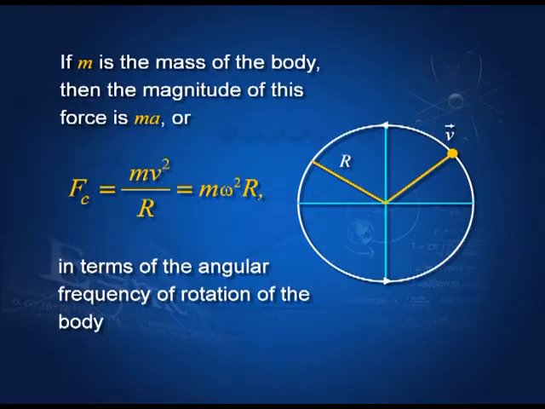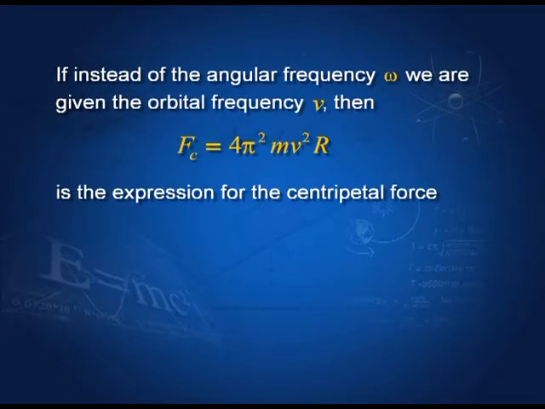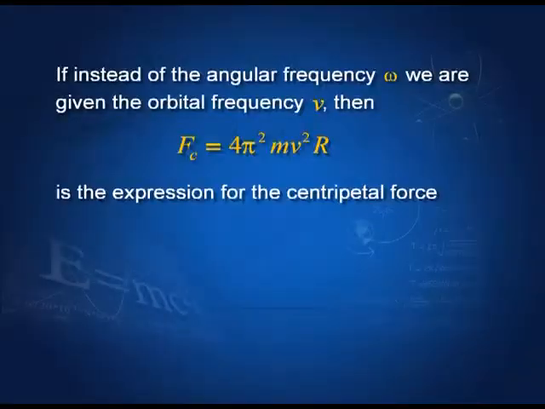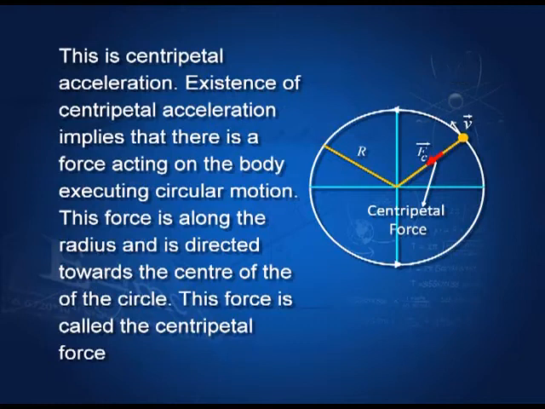And if m is the mass of the object, then the centripetal force is m v squared by r. M into v squared by r, you remember, is the centripetal acceleration, and in terms of angular frequency it is m omega squared r, and in terms of the frequency it is equal to 4 pi squared m nu squared times r, where nu is the frequency of the circular orbit. You see, I have shown you here that this force shown by red arrow is the centripetal force.